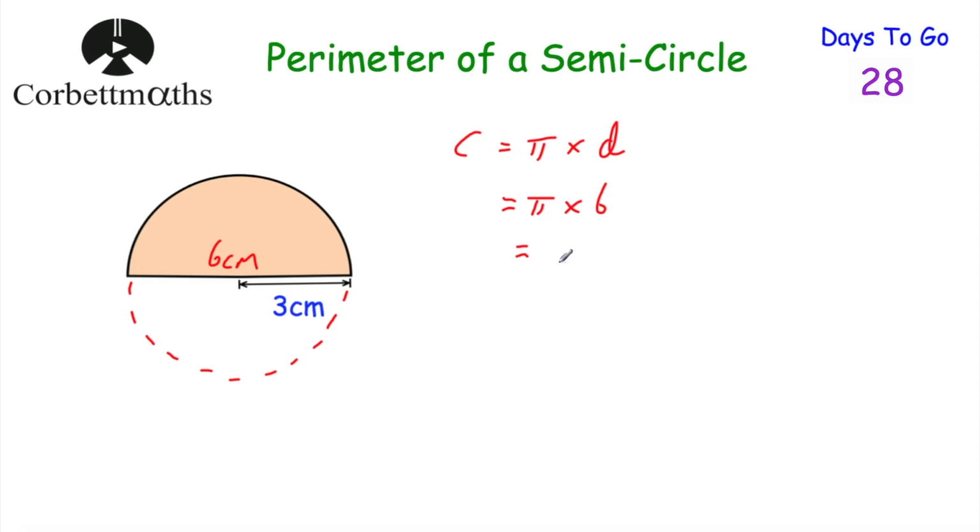You could leave it as 6 pi, or as a decimal number it would be 18.8495592 and so on centimeters. So that's the circumference of the whole circle. Now we don't want the circumference of the whole circle, we just want to find half of it.